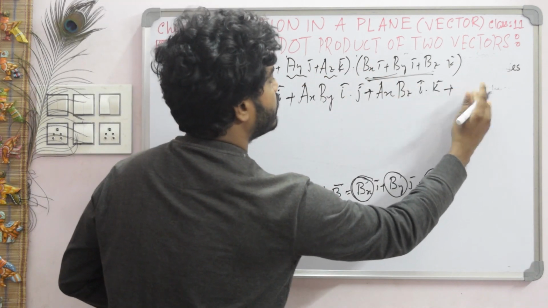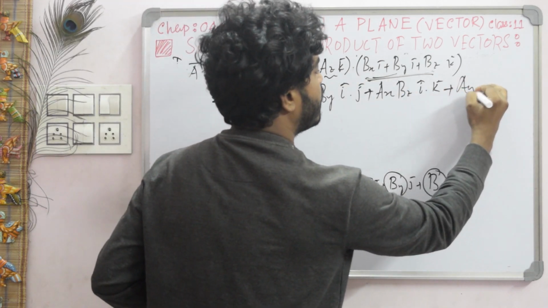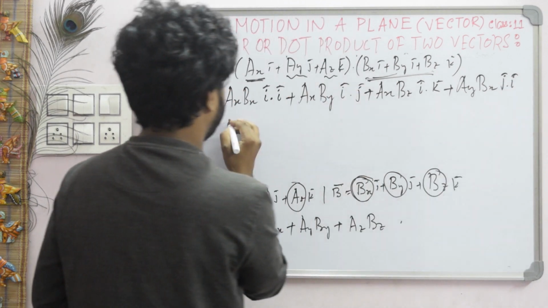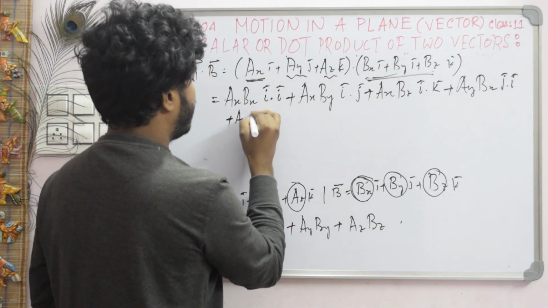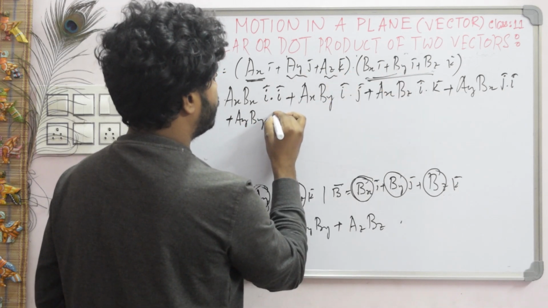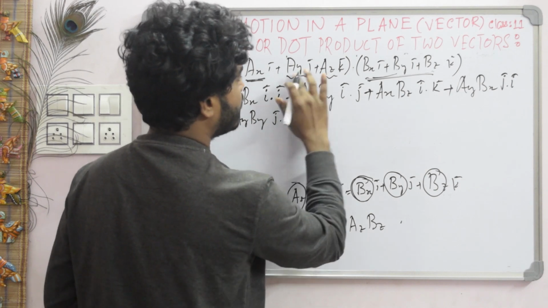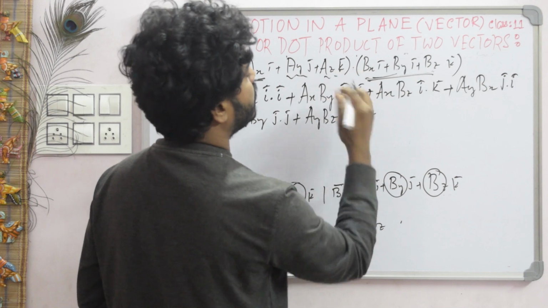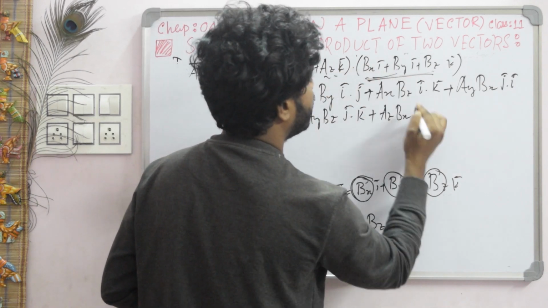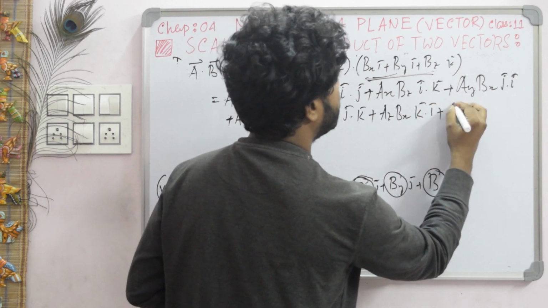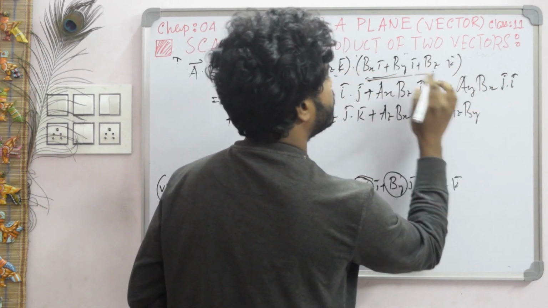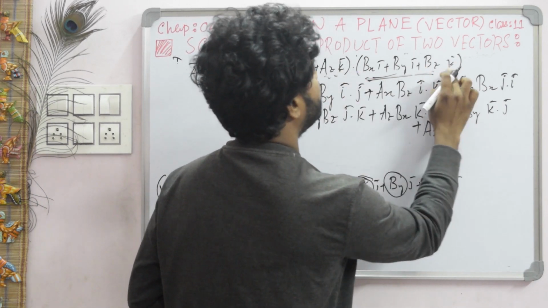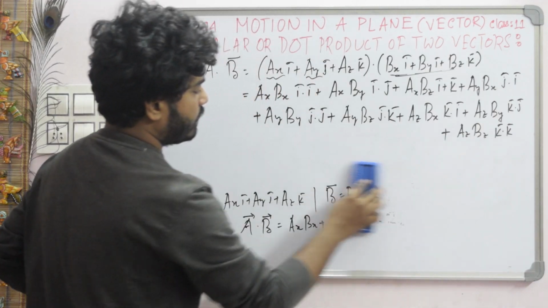In the same way you multiply this value with this one and again this value with this one, write it down. So plus the next answer will be ay bx, j cap dot i cap, plus ay by, j cap dot j cap, plus ay bz, j dot k, plus az bx, k dot i, plus az by, k dot j, plus az bz, k dot k. So total 9 terms.